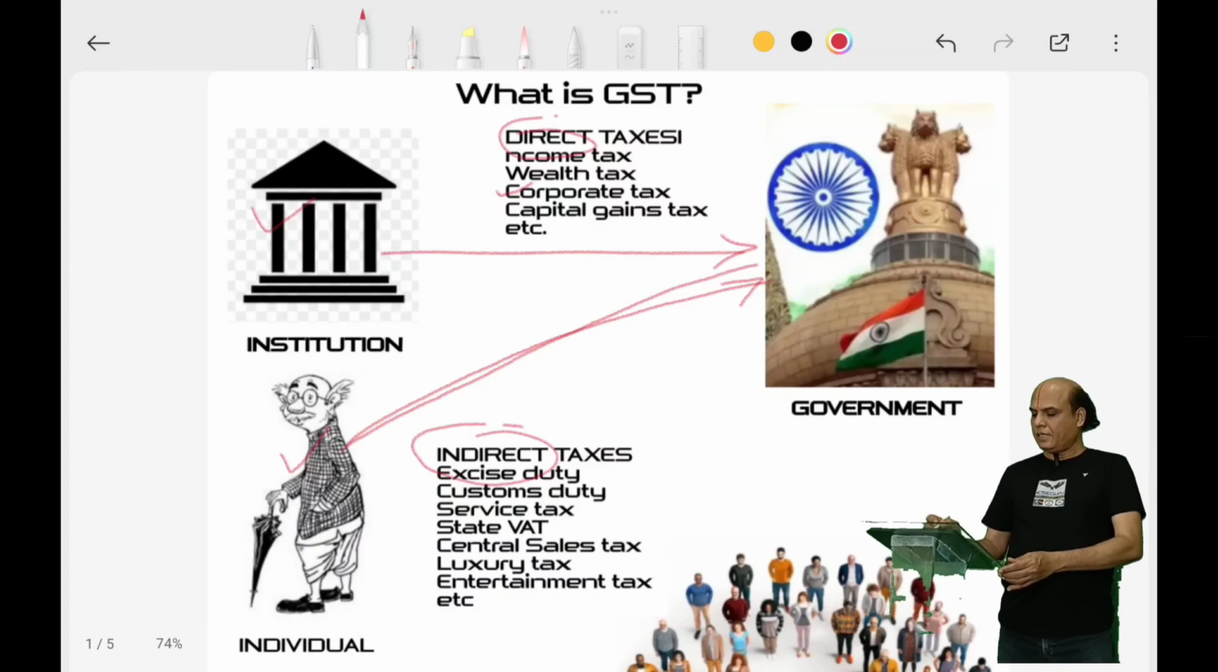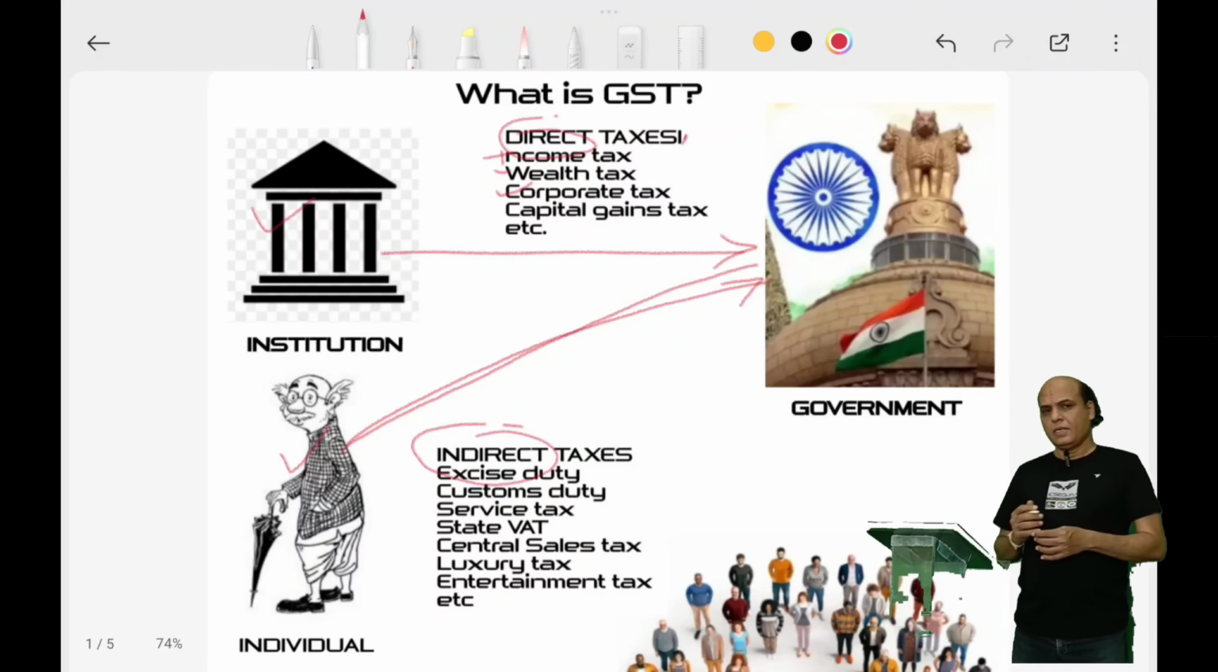Such taxes are income tax, wealth tax, corporate tax, capital gains tax. These are some of the direct taxes. You don't have to remember them from the point of view of exam, but you should be aware that there are certain taxes that are paid directly into the government account. These are called direct taxes.